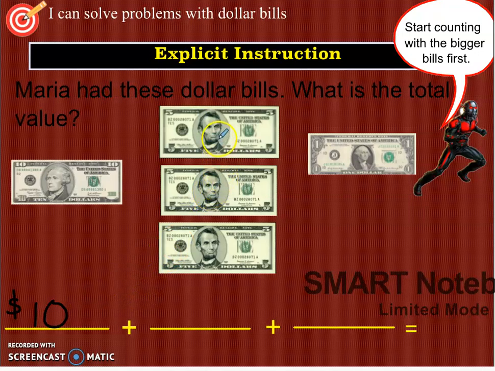Next, we have $5 bills, but we have 3 $5 bills. So what do we have to do? That's right, count by fives. So let's count together. 5, 10, 15. So these 3 $5 bills equal $15. Great job. So I'm going to place 15 right here and I'm going to write my dollar sign because I have $15.